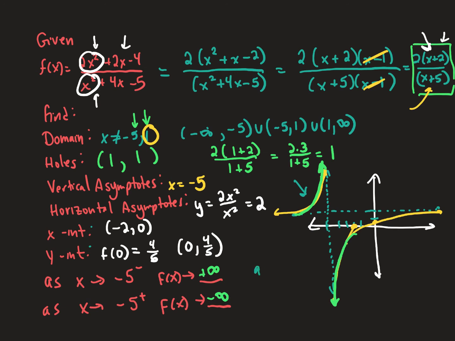I could also say as x goes to plus or minus infinity, the function actually goes to 2. Because you can see it is flattening out on both sides, so as you go to infinity, it's going to 2. But at that asymptote, that's where it's going to positive or negative infinity.